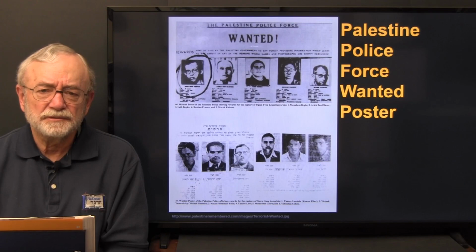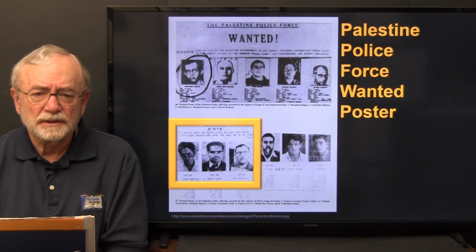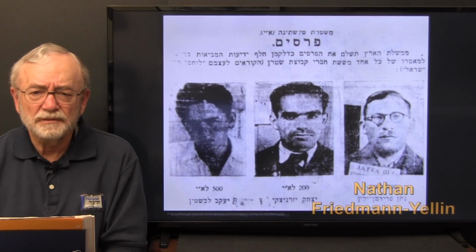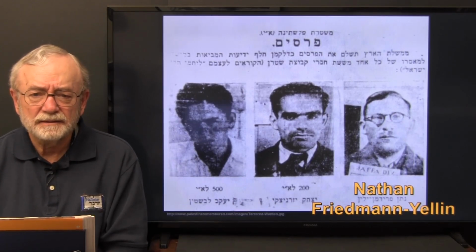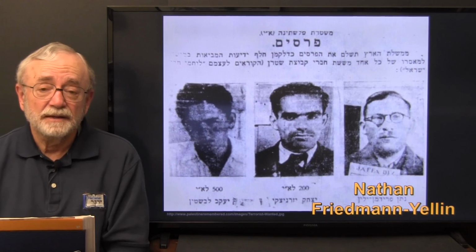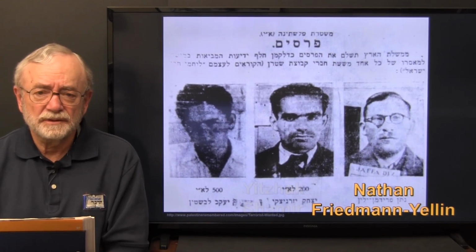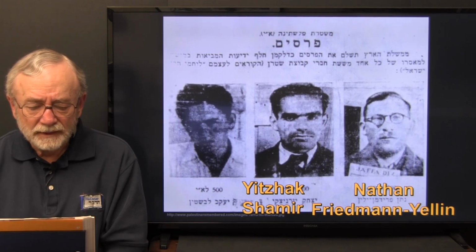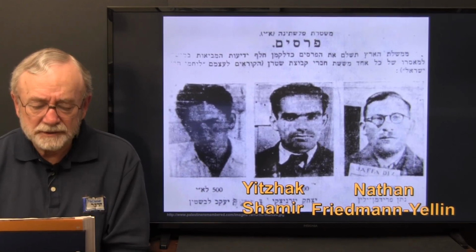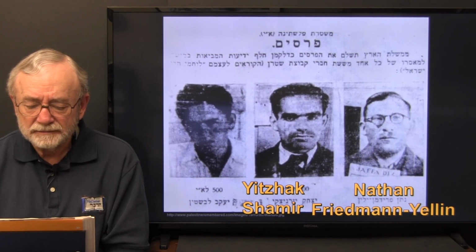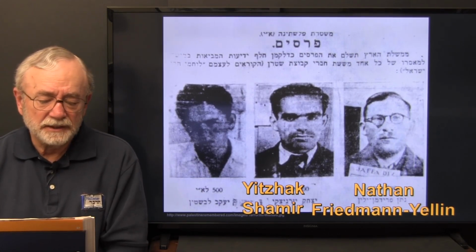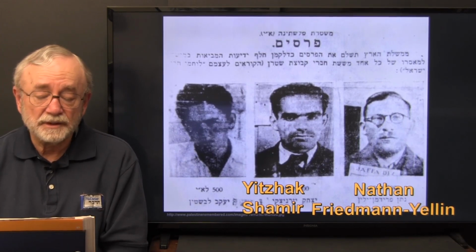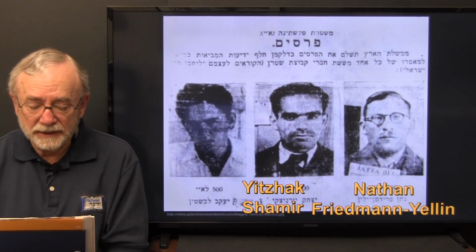Here's a Palestine Police Force wanted poster. We're going to look at this corner of the poster. And that corner of the poster, what do we find? We find Nathan Friedman Yellen. And who's next to him? A man who will become well known in Israel, Yitzhak Shamir. So they extorted funds from Jewish shopkeepers, and Lehi soon engaged in indiscriminate shootings of British police. Not infrequently, the Lehi members were themselves shot down in gun battles.